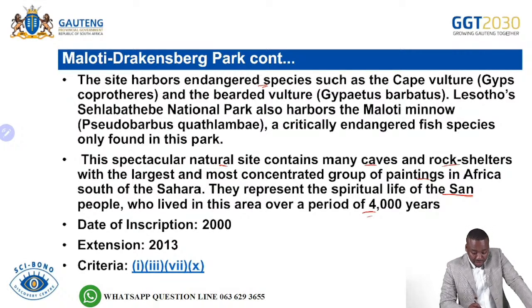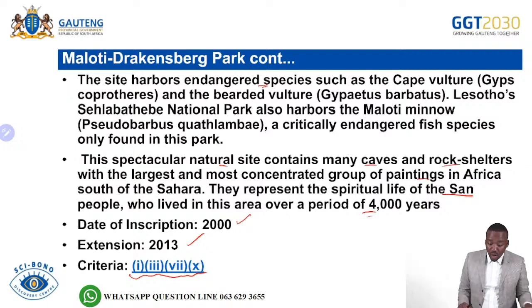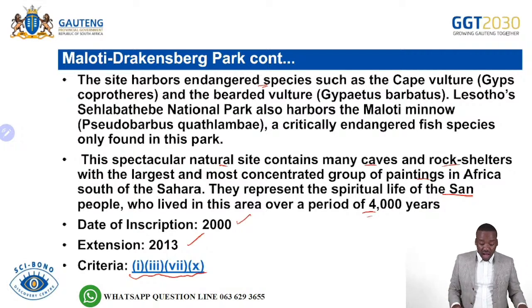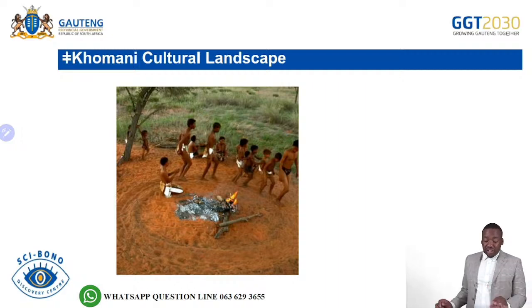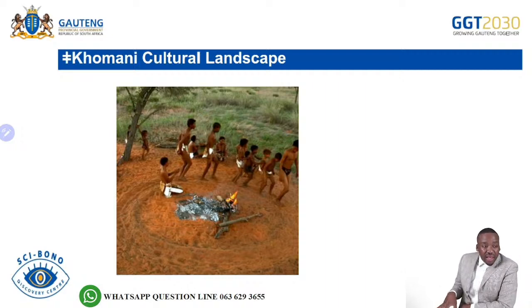The Maluti Drakensberg Park was declared a World Heritage Site in the year 2000 and extended in the year 2013. And then there's the criteria of UNESCO that it meets. Obviously, this one will have what? Both elements of culture and also elements of nature. Then this one we need to be very careful because it is not in your textbook. So you need to make sure that you take the notes.